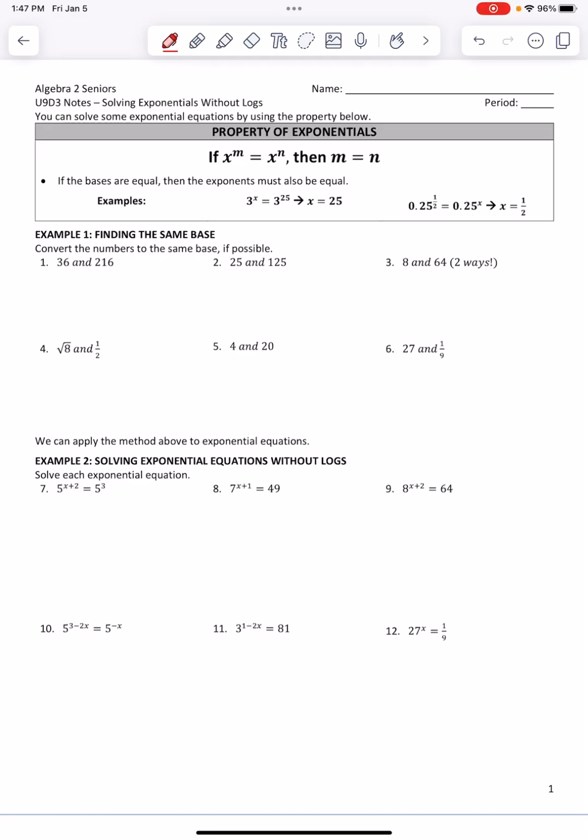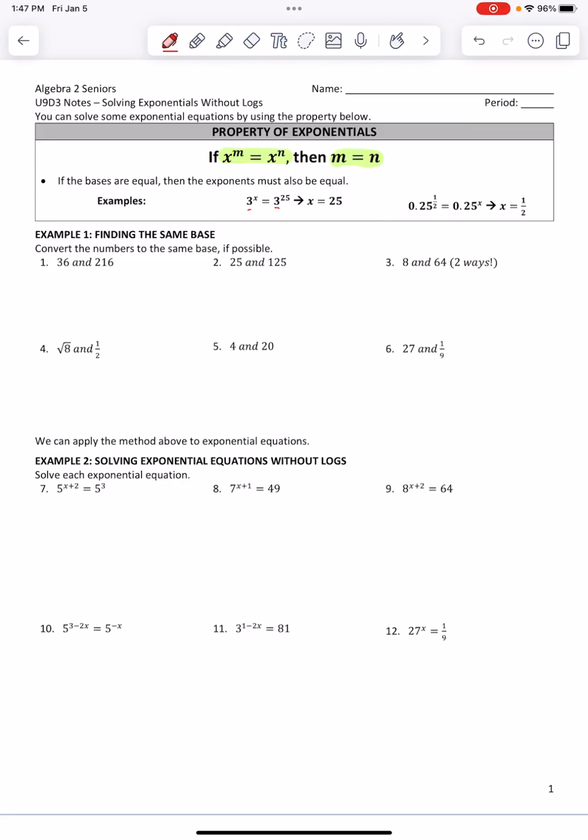All right, U9D3. We're going to be solving some basic exponential equations here, okay? In order to solve these, we need to use a property of exponents that tells us if we have x to the m equals x to the n, and the bases are the same, then the exponents also have to be the same. For example, if we have 3 to the x equals 3 to the 25th, since those bases are the same, the exponents have to be the same, so x has to be 25.